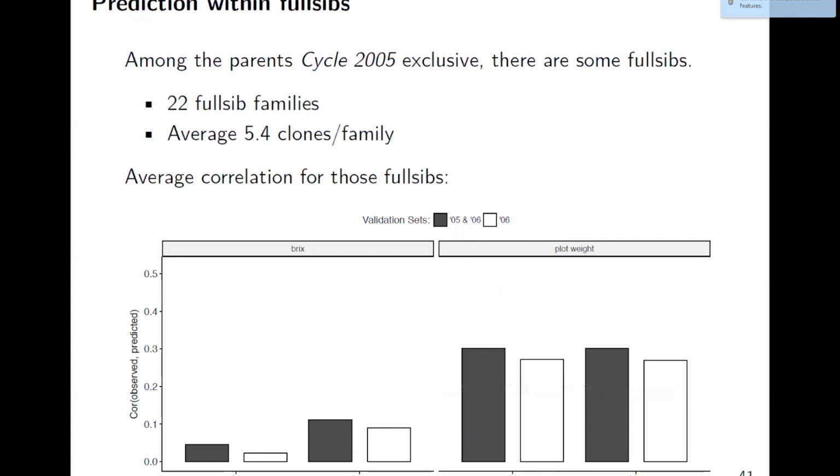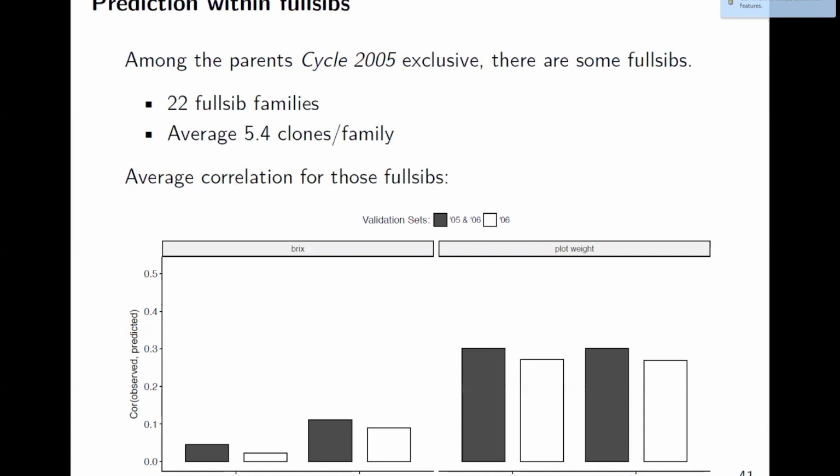Another comparison that we did was to look at the parents and see if there are some full sibs there. So basically, we had a couple of families in this data set, in the parents data set, with an average of a bit more than 5 clones per family. And we did the same estimates of correlation that we did before, but now only looking at those full sib families.